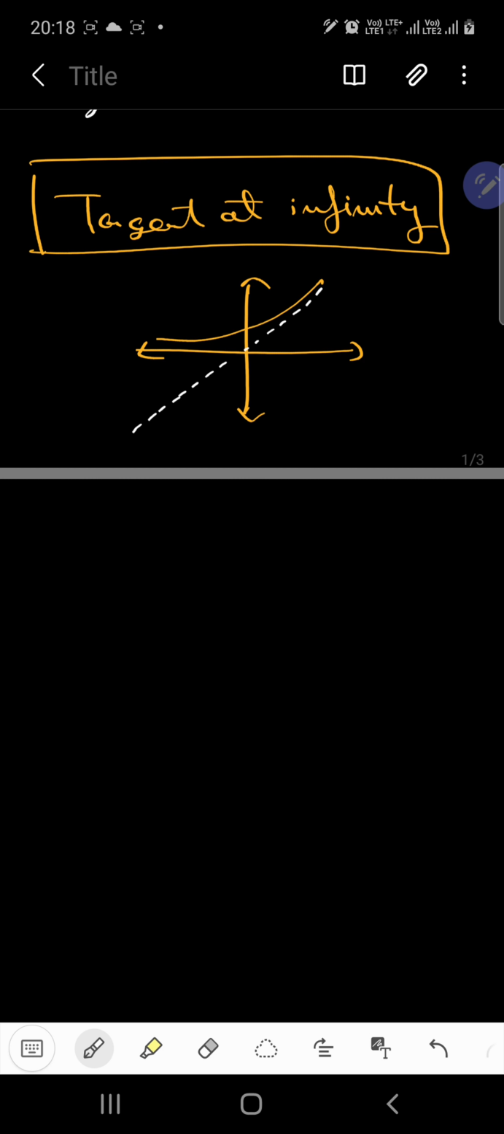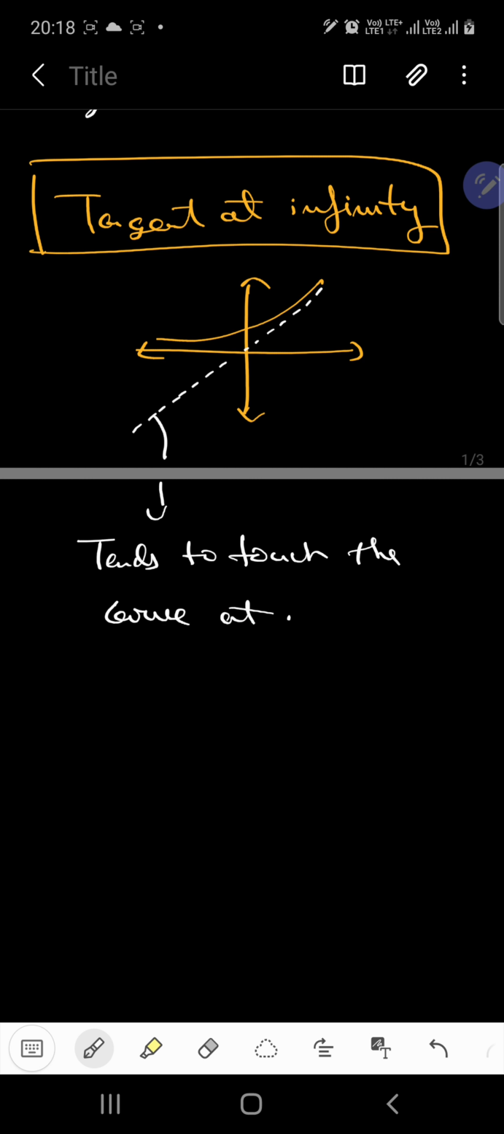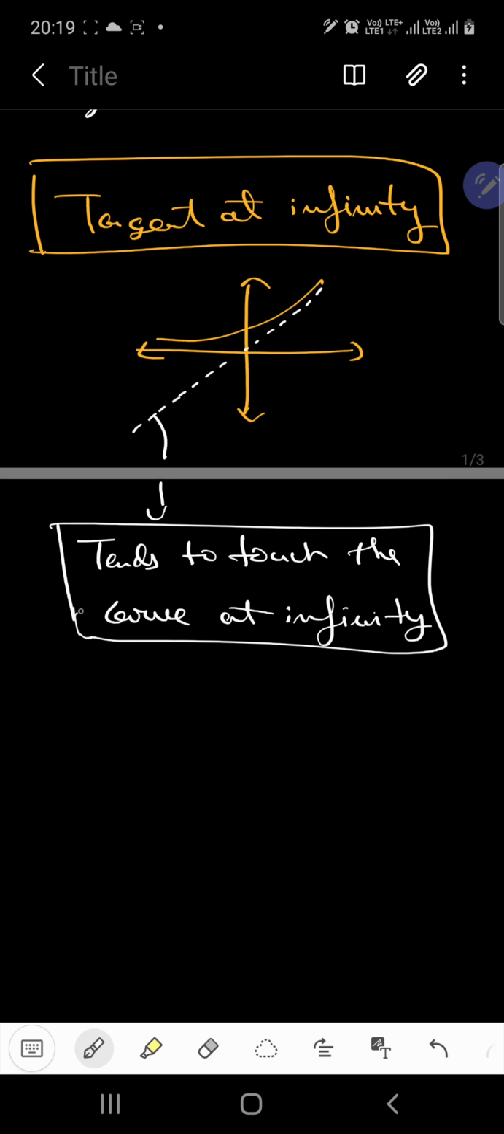So the basic graphical representation of an asymptote can look like this. You have this curve which looks like the curve of y equals e to the power x, and you can draw a line in such a way that this line tends to touch the curve at infinity. So this line eventually becomes an asymptote.